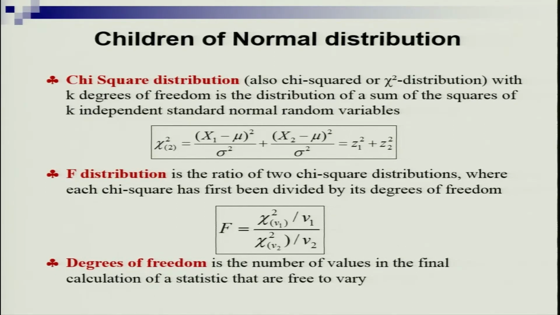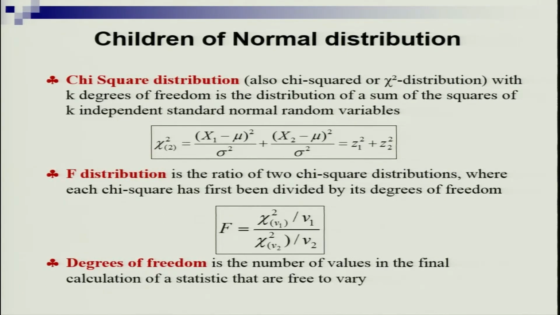Now, what is a degree of freedom? We will talk about that in this lecture after maybe a minute or so, so please keep patience. The next distribution in line is the F distribution, which is the ratio of two chi-square distributions, where each chi-square has first been divided by its degrees of freedom.